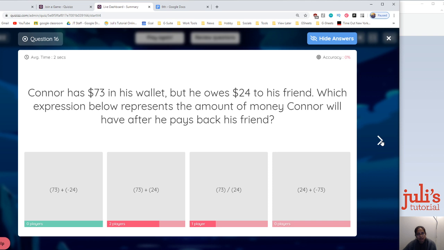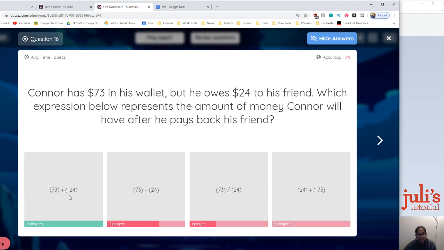Connor has $73 in his wallet, but he owes $24 to his friend. This test actually has some mistakes. Which expression below represents the amount of money Connor will have after he pays back his friend? So 73 minus 24.